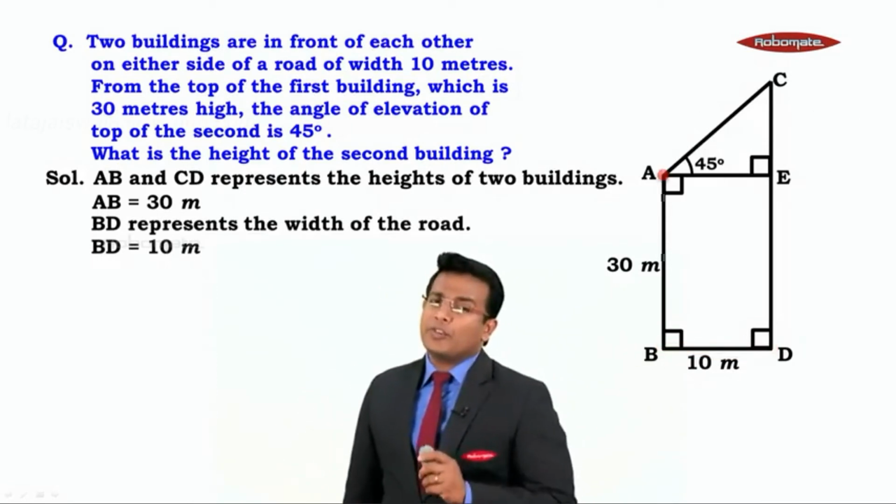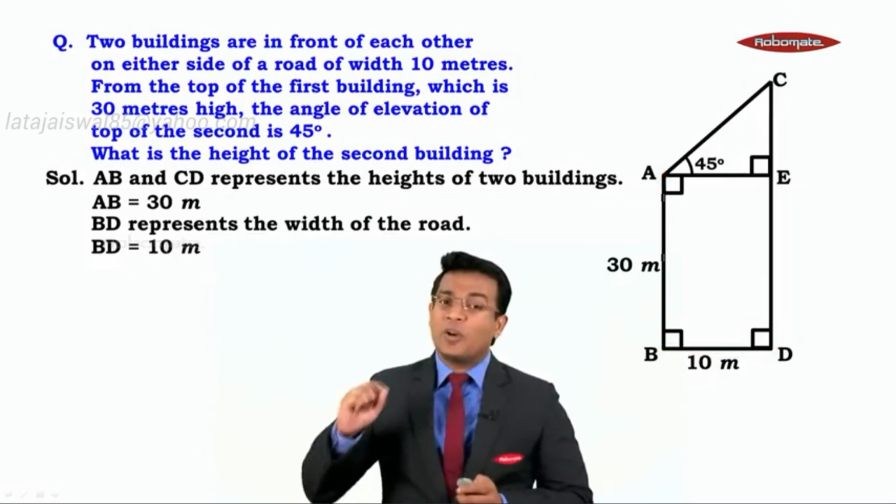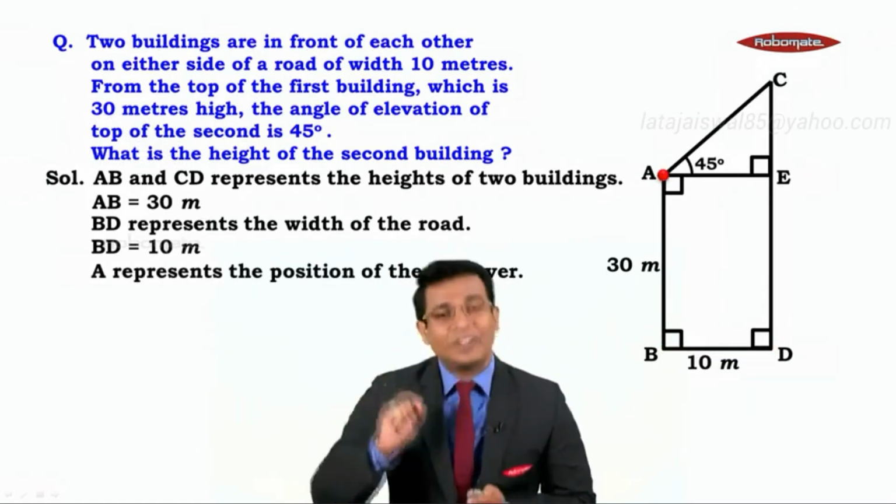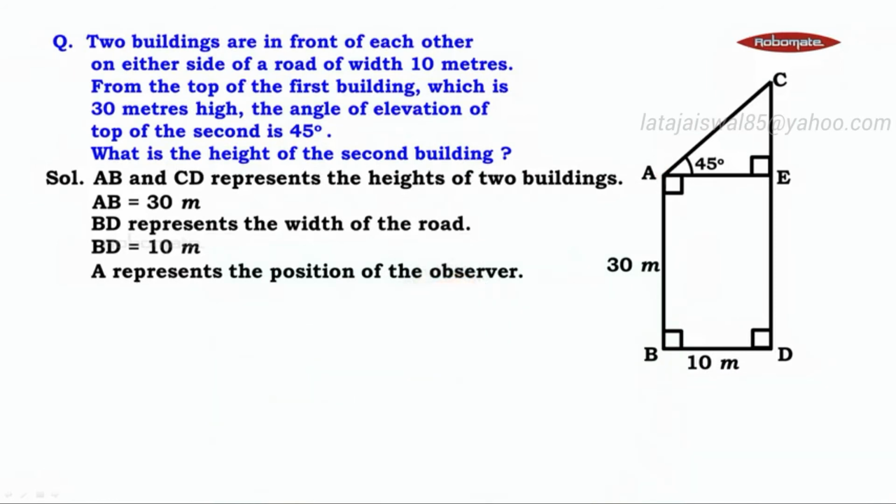What other information can we gather here? The other information if you see is that A is nothing but a point where the observer is standing. So A represents the position of the observer, right? Let's move ahead and observe further, right? We have an angle CAE. What is that?